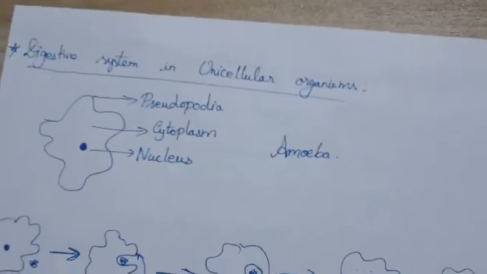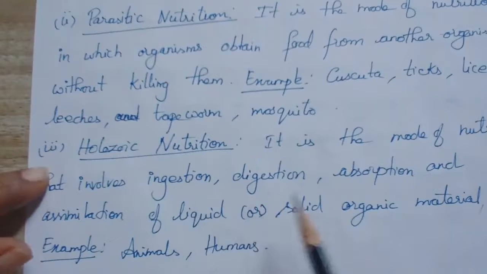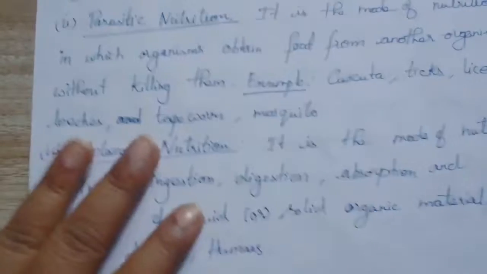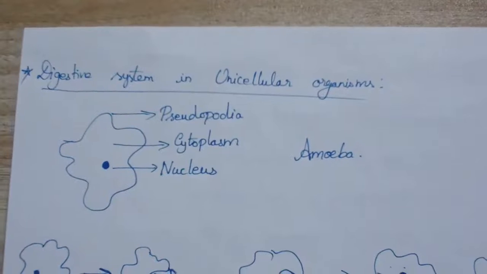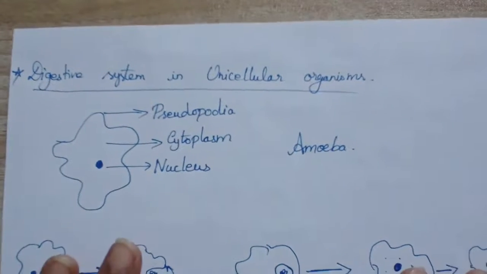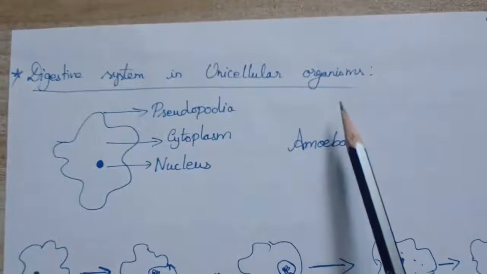These five processes of holozoic nutrition, ingestion, digestion, absorption, assimilation and egestion, take place in both unicellular and multicellular organisms. First we'll study how it happens in a unicellular organism, so it is easier to study in multicellular organisms. We'll take the amoeba, which does not have any definite shape. Digestive system in a unicellular organism.